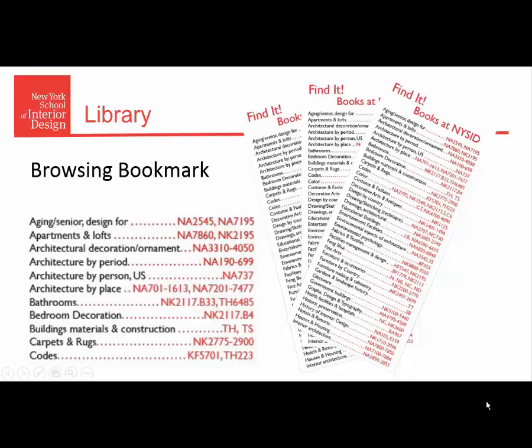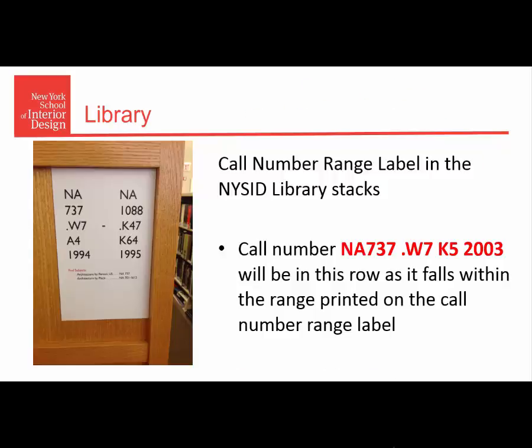To learn more, you can use our handy browsing bookmark available at the circulation desk to get an idea of what call numbers will lead you to various subject areas in our library. Once again, it can be helpful to think of a call number as an address for a book. Use the first two lines to identify the general neighborhood where the book lives in the library.